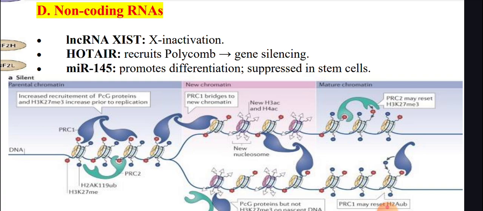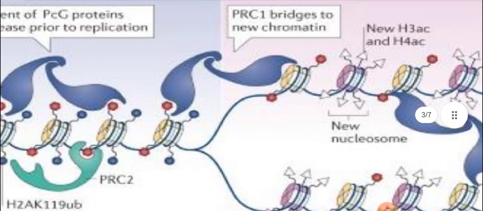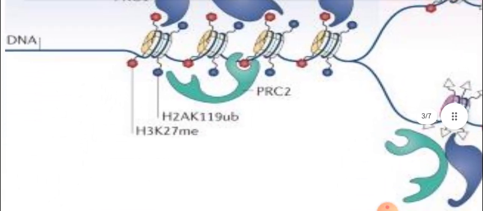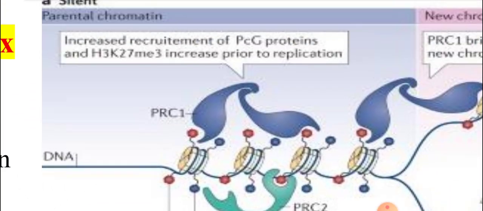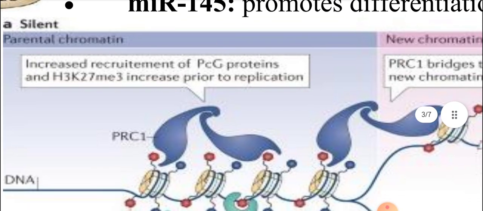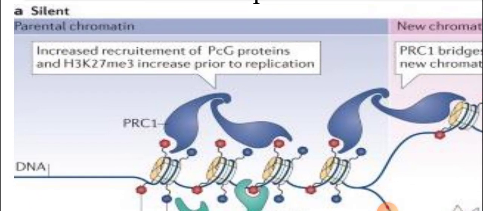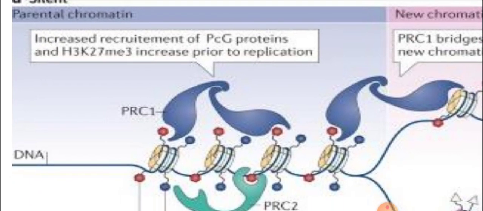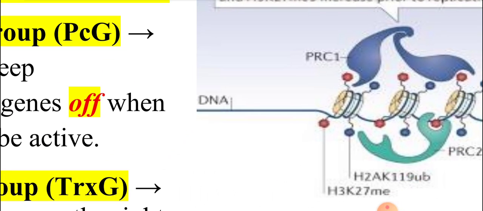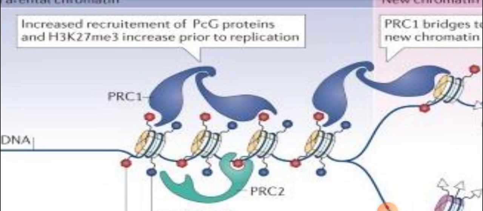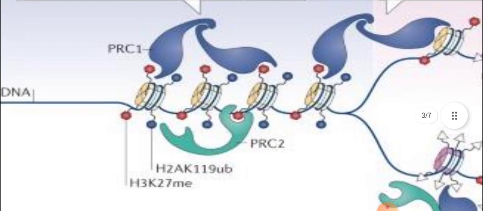Yeah, and smaller RNAs, microRNAs. MicroRNAs, miRNAs, typically regulate gene expression post-transcriptionally, often by degrading target mRNAs. The example given is miR-145, which is known to promote differentiation. Importantly, miR-145 levels are often found to be low or suppressed in stem cells. Why would that be? Because keeping miR-145 low helps prevent differentiation, thus maintaining the pluripotent or stem-like state. It shows how non-coding RNAs are integrated into these networks controlling cell fate.